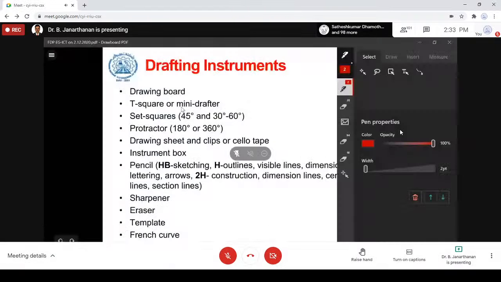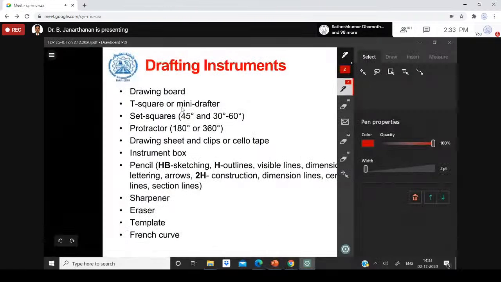And why is it called a mini drafter is because the drafter is used in industrial applications. And here we are using in educational institutions only the mini drafter. That is why it is called a miniature version of the bigger professional drafter. So that is why it is called mini drafter.